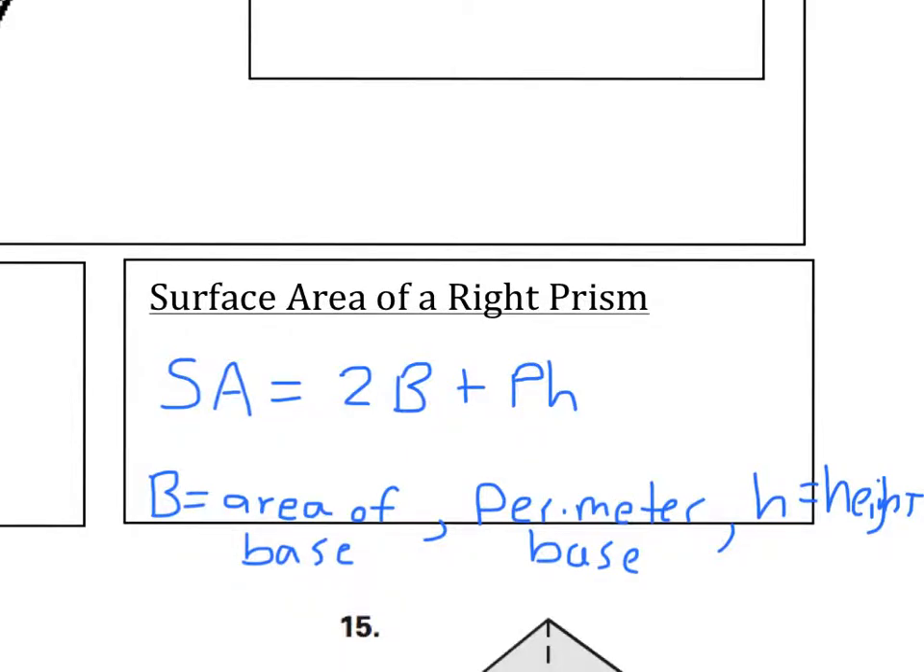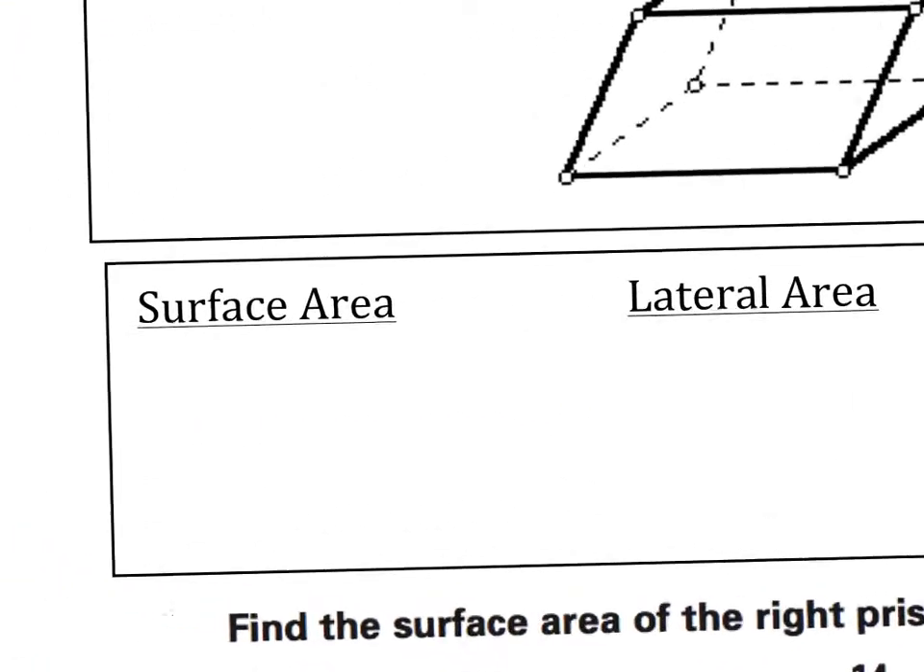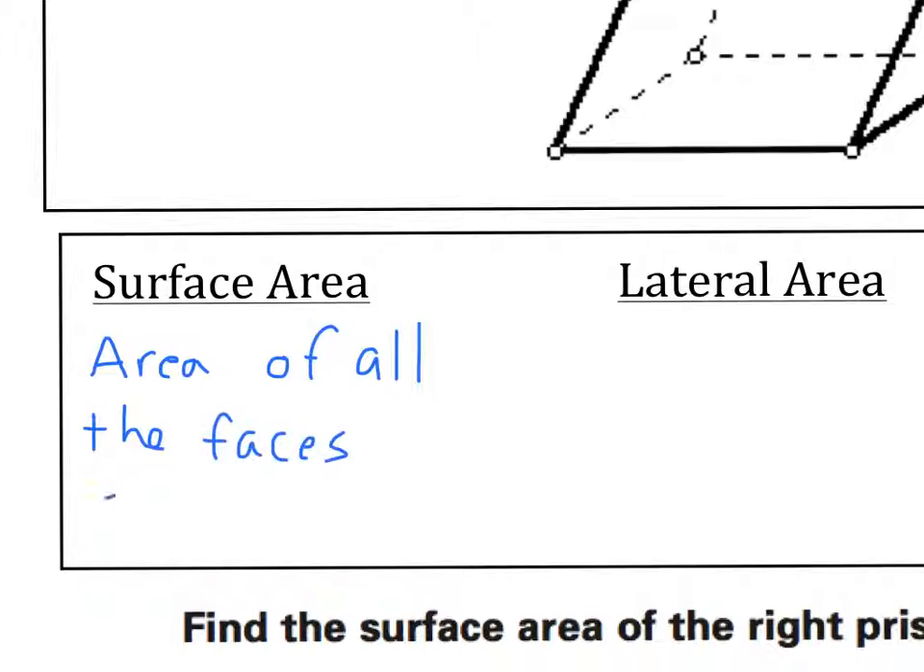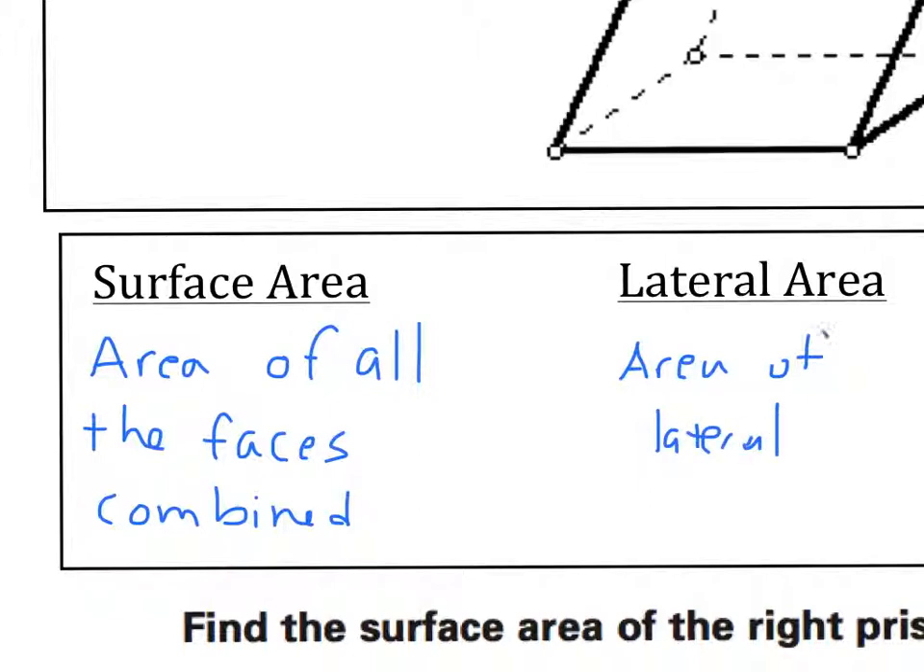Okay. Just to define, what does surface area mean? It is the area of all the polygons and circles, so all the faces combined. Lateral area would be the area of the lateral faces. We already defined lateral faces to be the non-bases.